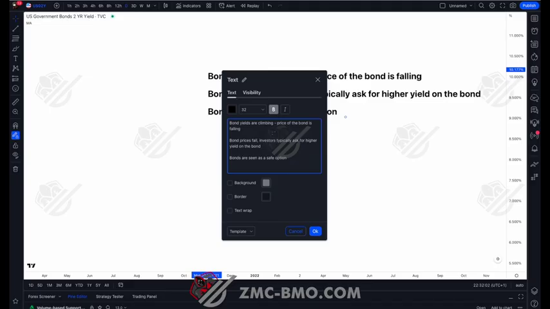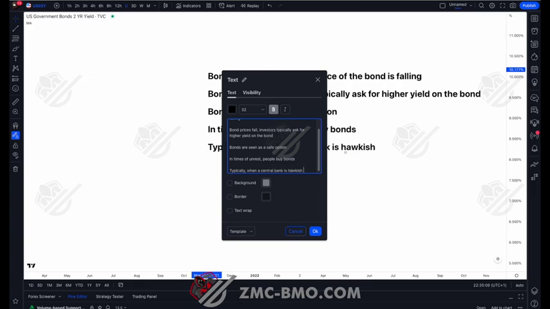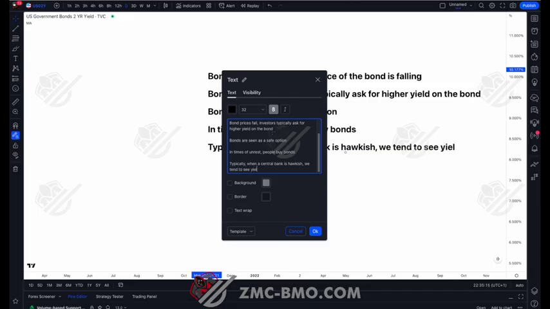So how we see it is, bonds are seen as that safe haven. So in times of unrest, people buy bonds, and that's viewed as that climb in the bond price, and that's reflected in the lower yield. So typically, when a central bank is hawkish, we tend to see yields climb.